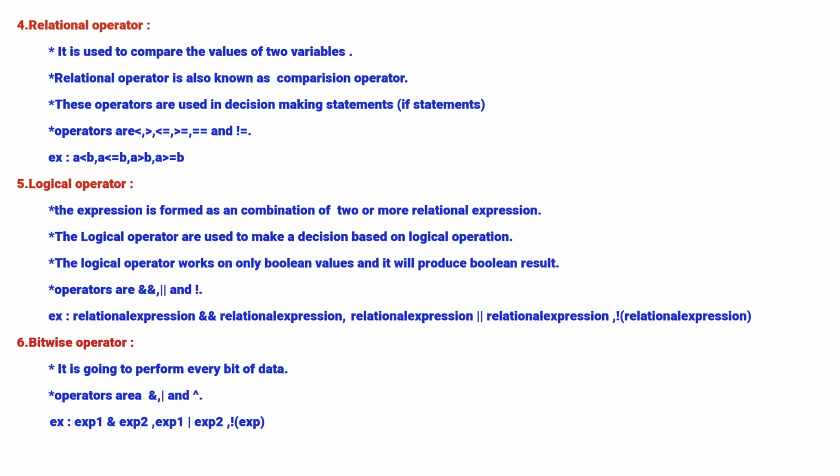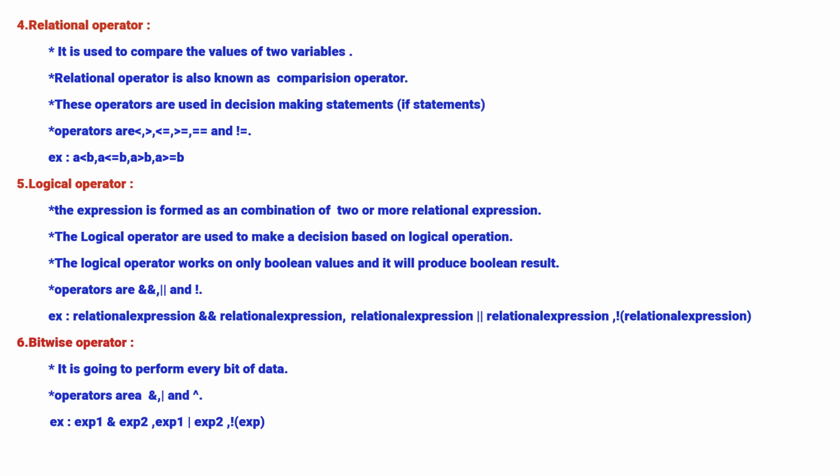Fourth one is the relational operator. It is used to compare the values of two variables. A relational operator is also known as a comparison operator. Why? Because it is used to compare two variables. These operators are used in decision making statements. As we know, a decision making statement is nothing but an if statement. When we write an if statement, we use less than, greater than, less than or equal to operators. Those are the relational operators, which give a boolean result.